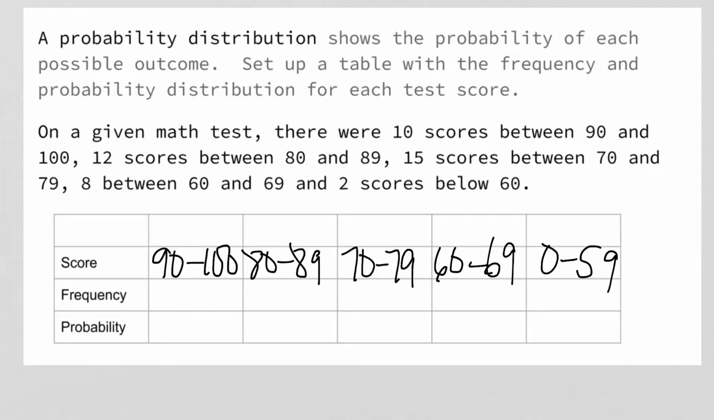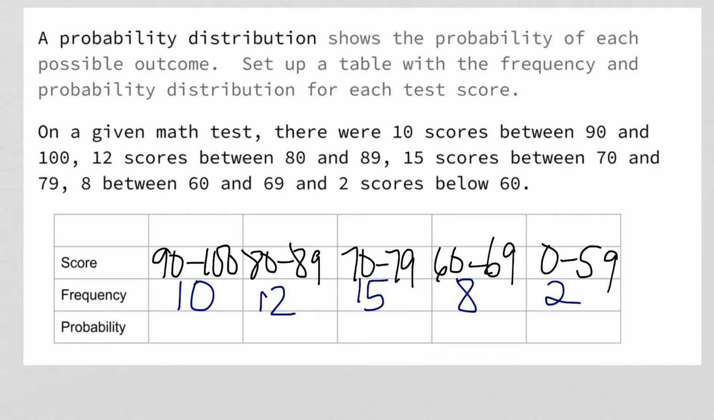All right, make sure you copied your table. Now we're going to actually put the frequency that it says in the problem above. So there were 10 that scored between 90 and 100, 12 between 80 and 89, 15 scored 70 to 79, 8 here, and then 2 below the 60.